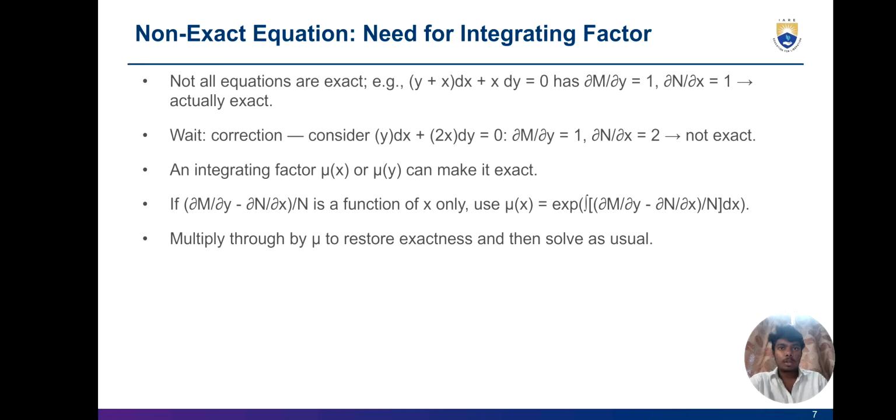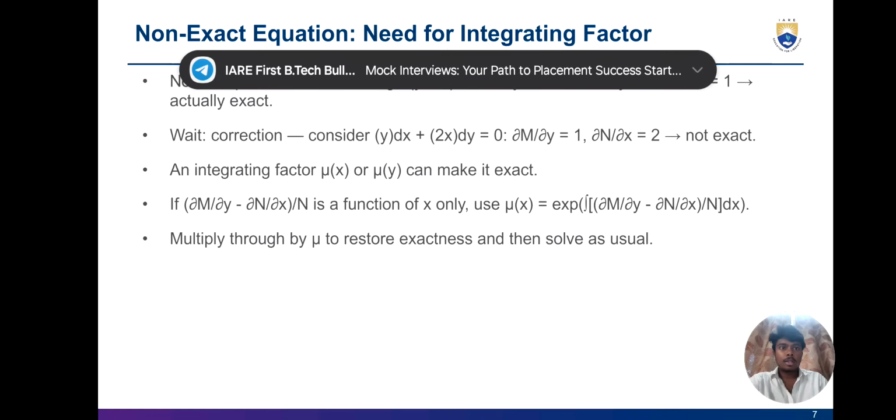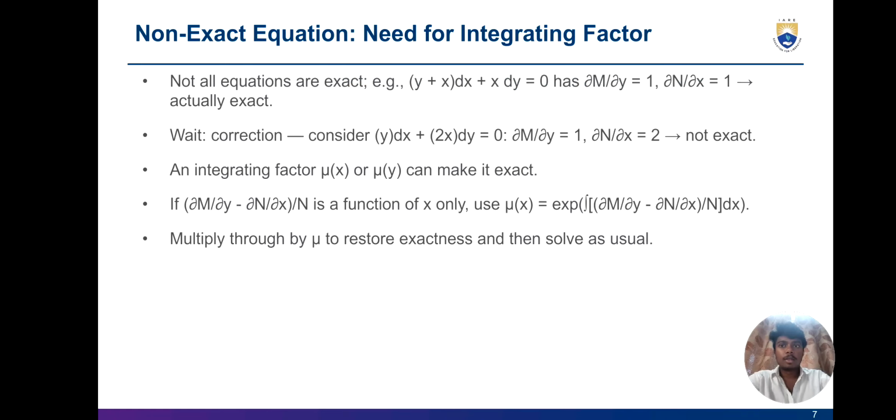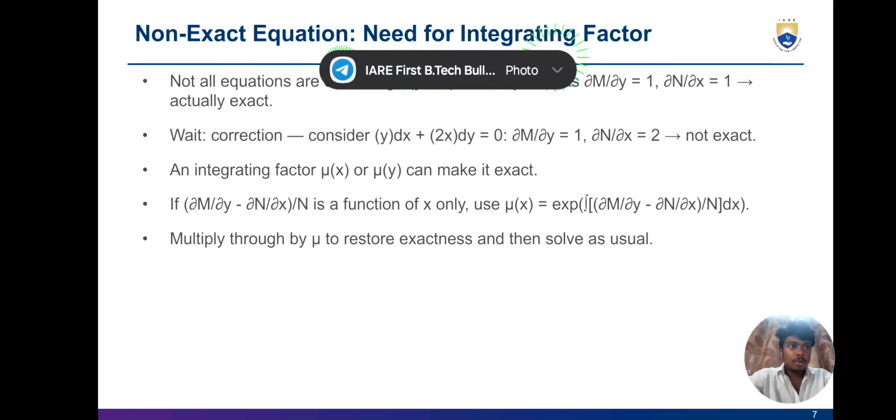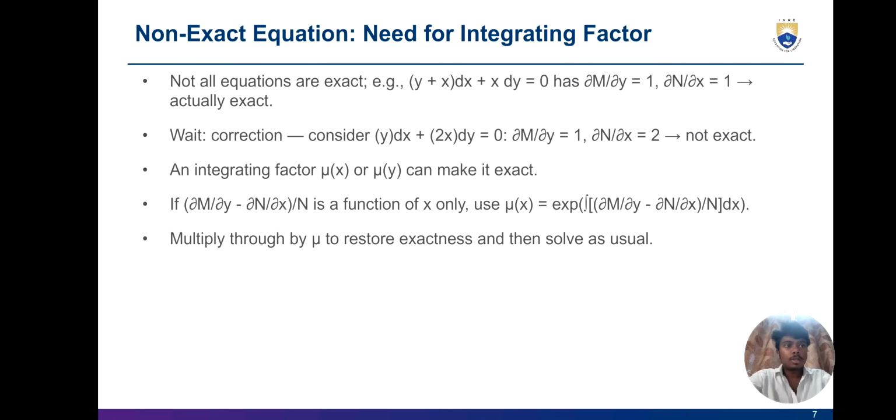Integrating factor mu(x) or mu(y) can make it exact. If (∂M/∂y minus ∂N/∂x) divided by N is a function of x only, use mu(x) equal to the exponent of the integral of (∂M/∂y minus ∂N/∂x) by N dx. Multiply through by mu to restore exactness and then solve as usual.